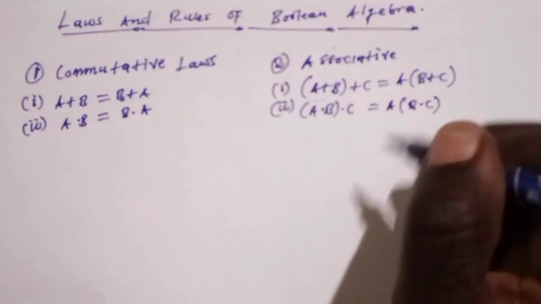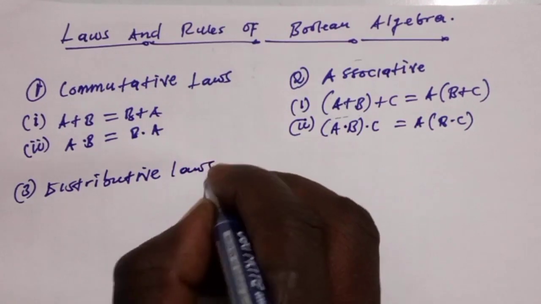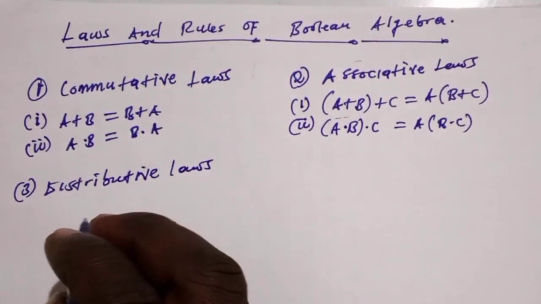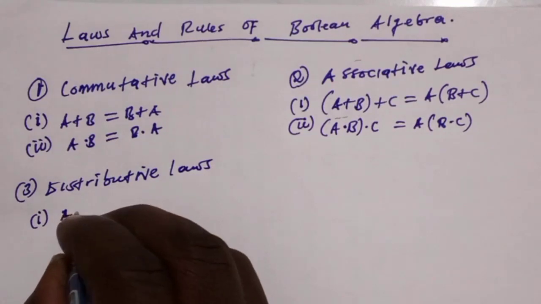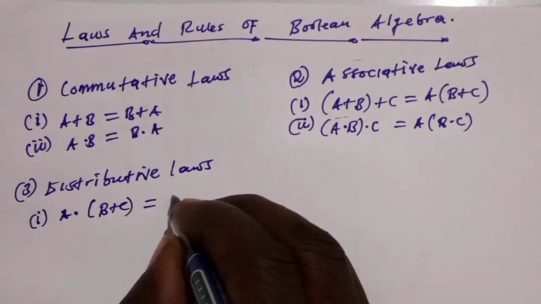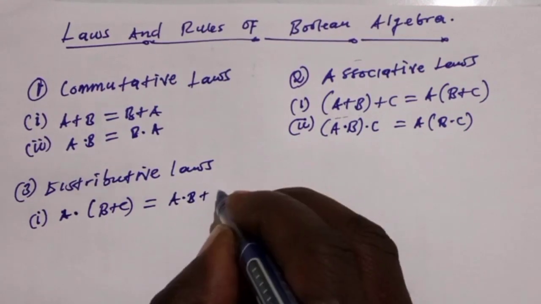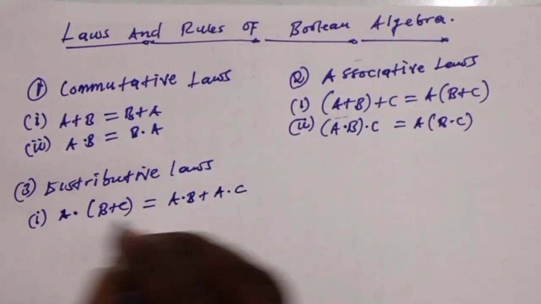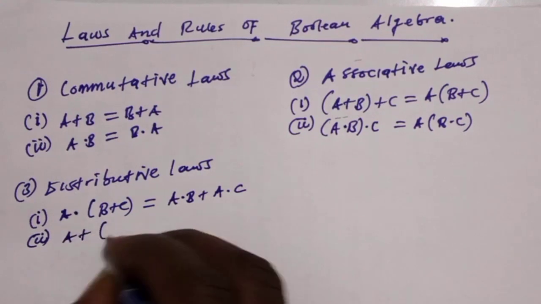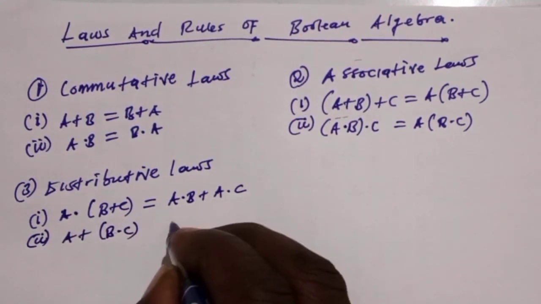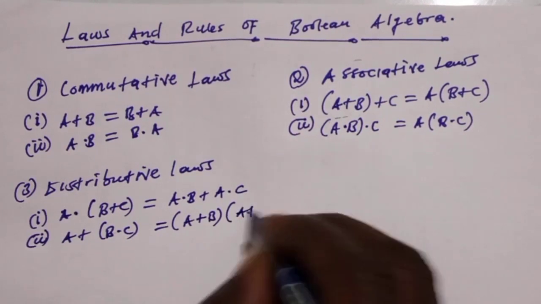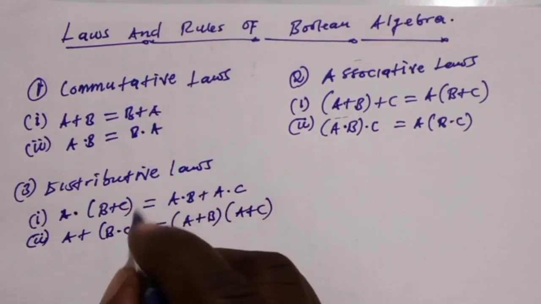Then let's look into another law, which is the distributive law. In the distributive law, it says you have A multiplied by open B plus C. This one means you are multiplying A by B plus C, which is A multiplied by B plus A multiplied by C. This one means the same here. For the second one, A plus open B multiplied by C is equal to open A plus B multiplied by open A plus C. This is the distributive law.